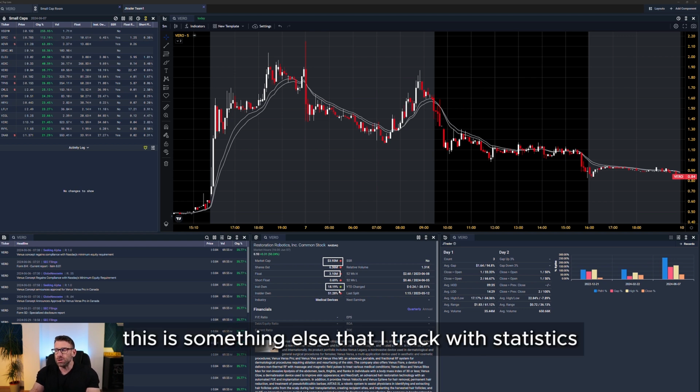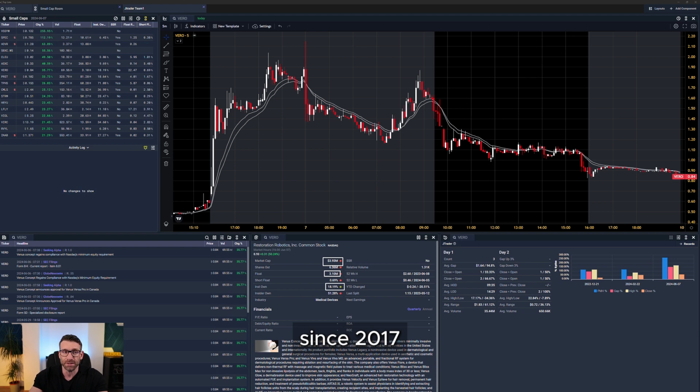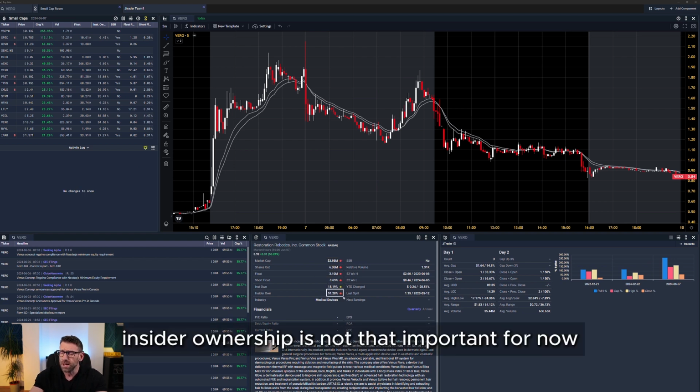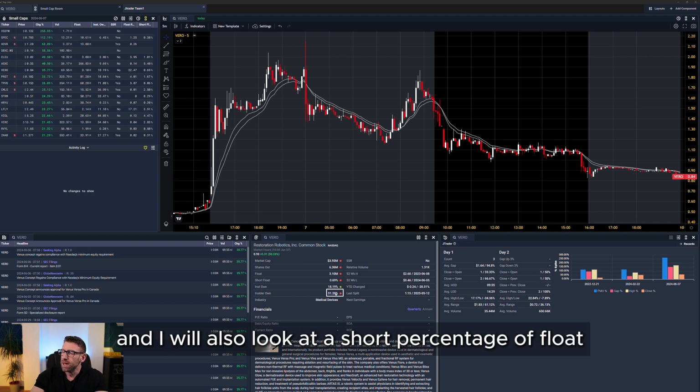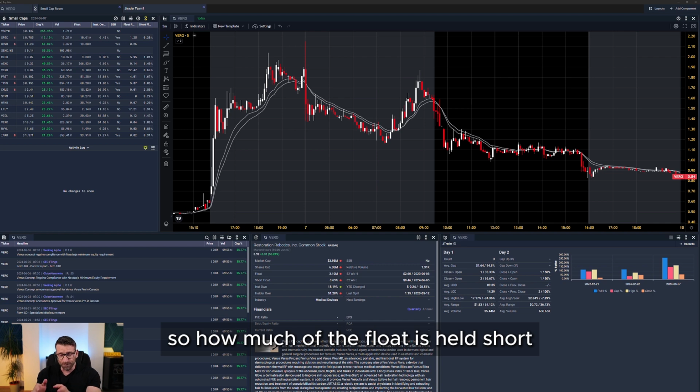This is something that I also track with statistics since 2017. Also, we look at insider ownership. It's not that important for now. And I will also look at the short percentage of float. So how much of the float is held short?